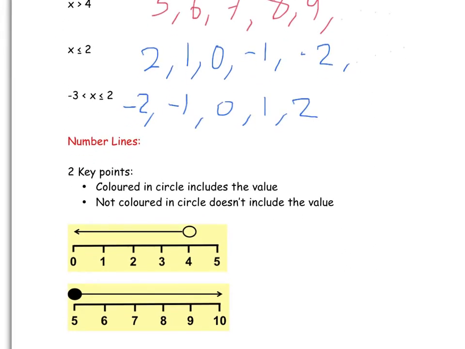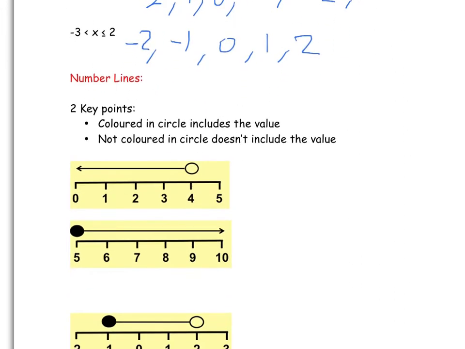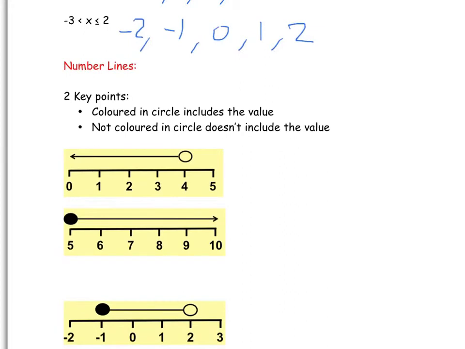Now that is one type of question you could be asked in an exam. Another one is to draw a number line. There are two key points when drawing a number line. If the circle is coloured in, it means we're including that value, so we're going to have the equals sign. But if it's not coloured in, it means we can't include that value, so it's not going to have the equal sign. And then we just look at the arrow and see which way it's pointing.